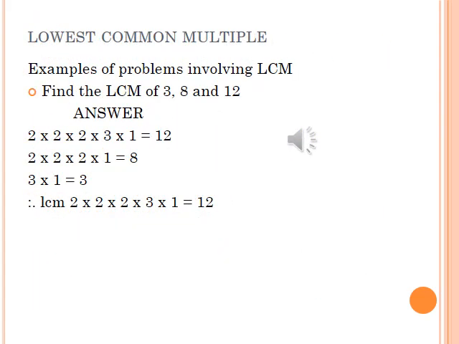Lowest common multiple. An example of a problem involving LCM is 1. Find the LCM of 3, 8, and 12. Answer: 2 times 2 times 2 times 3 times 1 is equal to 12. 2 times 2 times 2 times 1 is equal to 8. 3 times 1 gives us 3. Therefore, LCM is 2 times 2 times 2 times 3 times 1, which will give us 12.